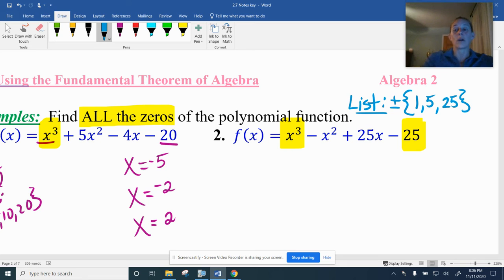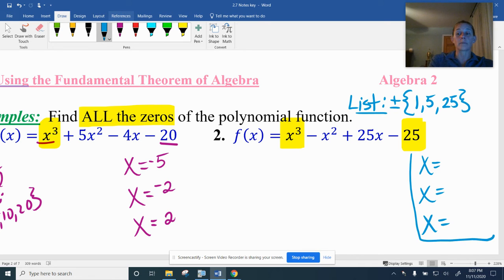So I know that any of my real number answers that are rational would have to be either positive or negative 1, positive or negative 5, positive or negative 25. And I'm looking for 3 solutions. Now, I may also have imaginary solutions here or irrational numbers, which wouldn't show up in my list. So we are still looking for 1, 2, 3 answers here.